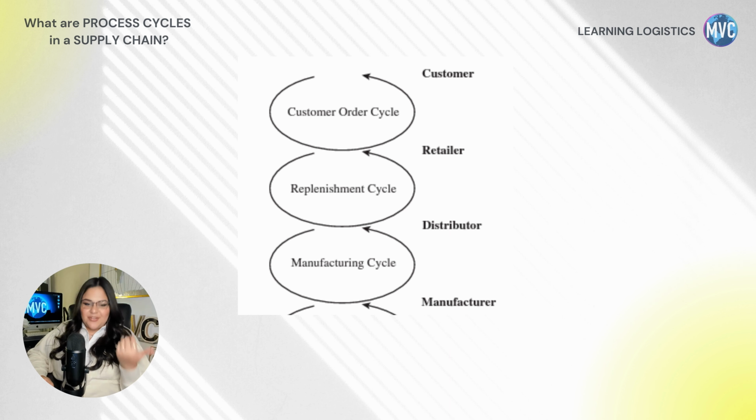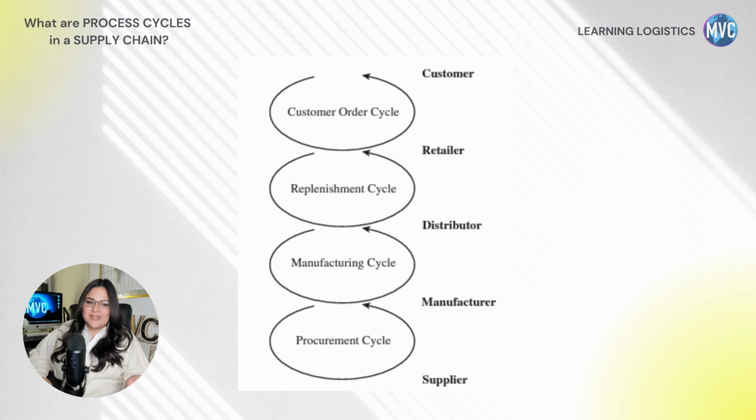Here we have the manufacturing cycle. Now, the manufacturing cycle concerns the scheduling of production in light of demand from distributors. This is when we know what we're going to have as far as demand from our distributor, and what we should be focusing on manufacturing based on those orders that were placed.